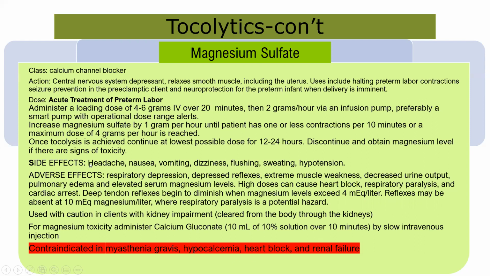So the side effects: headache, nausea, vomiting, dizziness, flushing, sweating, hypotension, we see those pretty frequently, especially at the dosages that we're giving. You'll notice here that we're giving a loading dose of 4 to 6 grams over 20 to 30 minutes. That is a very large dose. When you are giving a magnesium sulfate bolus, it's a high-risk medication, so you are going to have 2 nurses verify it, and you are going to be at the bedside doing frequent assessments of your patient. They can become mag toxic very quickly.